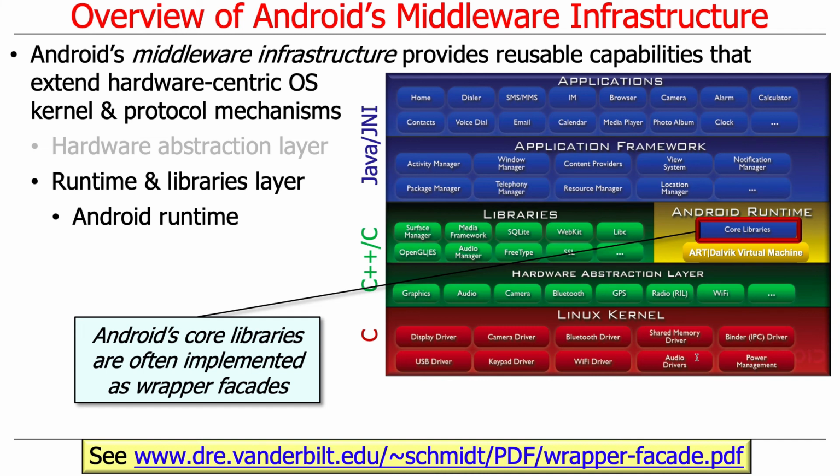So a rather large amount of code in Android is actually developed using a JNI-like mechanism where the implementation is in C or C++, but the interface is in Java. And that, again, is intentional. It's kind of a trade-off to make things run faster.